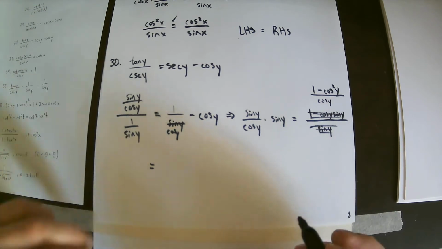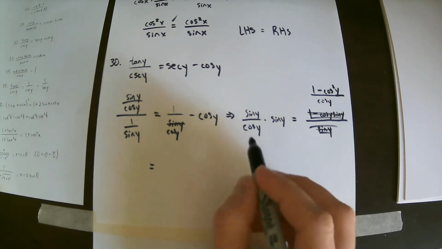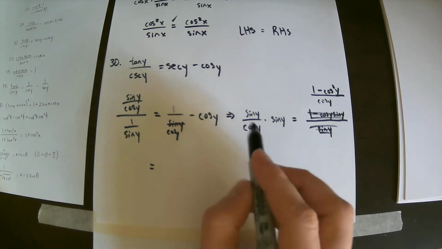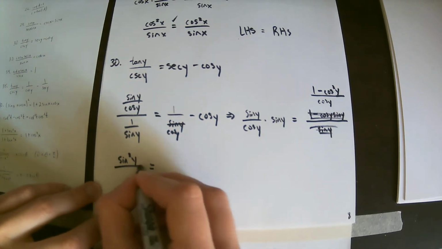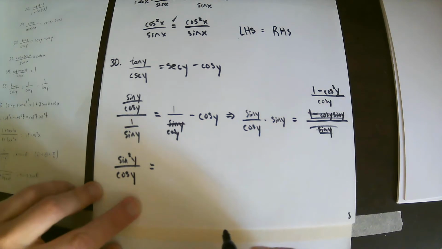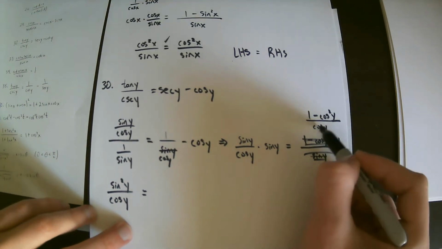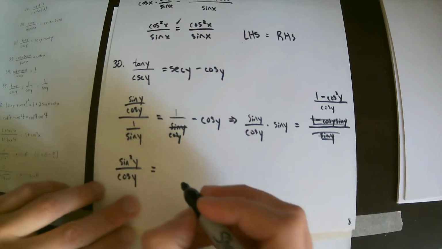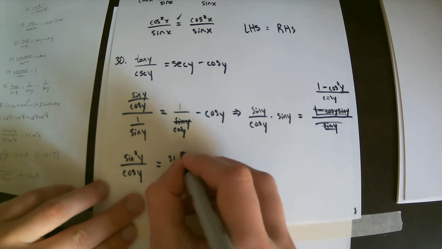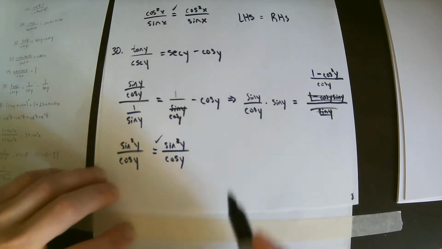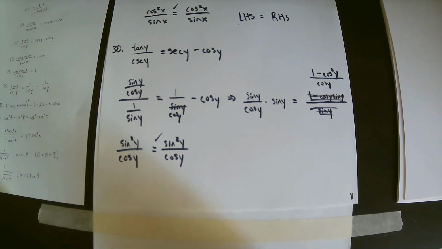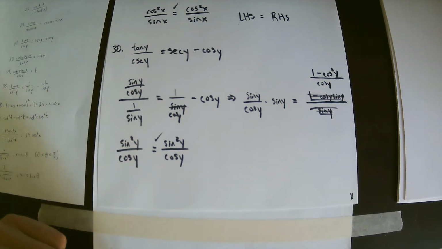Whoops. Okay, now on the left-hand side, sine times sine over cosine, so I get sine squared y over cosine y, equal to this, but 1 minus cosine squared is the same as sine squared by the Pythagorean identity. And there we go. So this one worked very similarly in the end to the previous one.